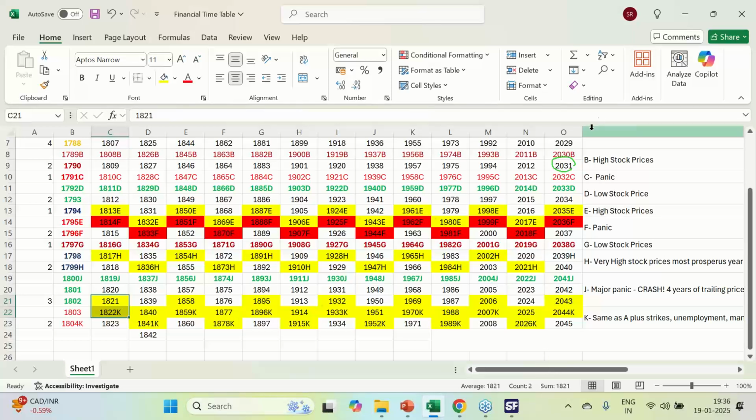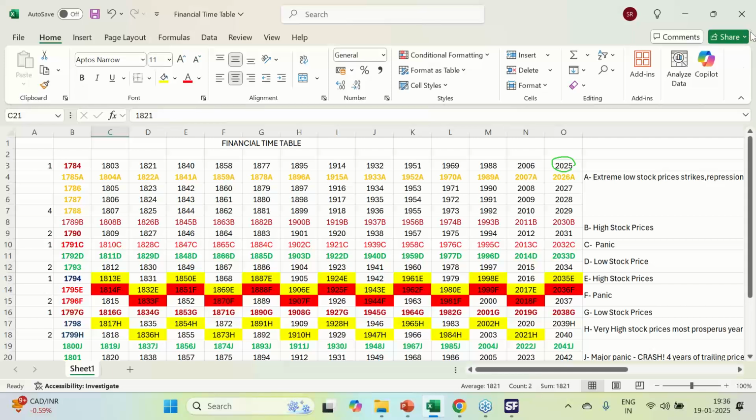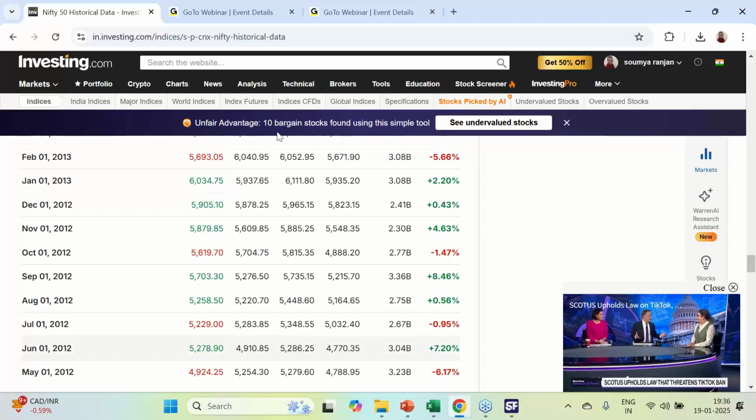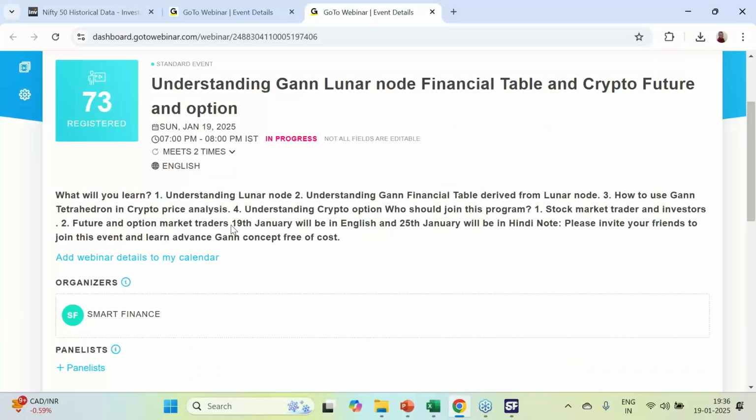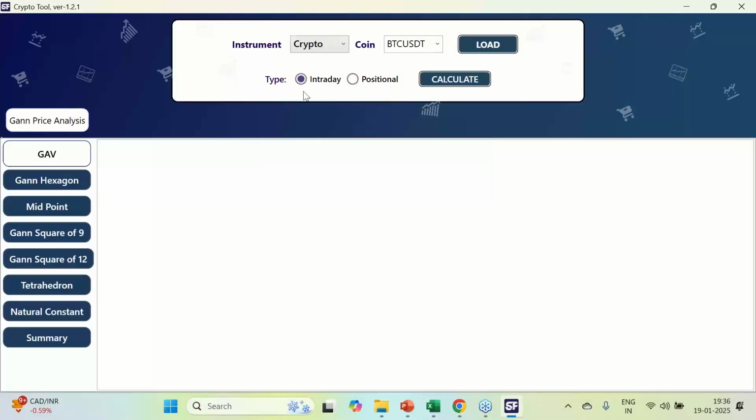So you can say this is what Gann's financial timetable is. So you understood Gann's financial timetable. Now I'll be moving to the next part of my discussion, to introduce how you can apply the tetrahedron to crypto price analysis.